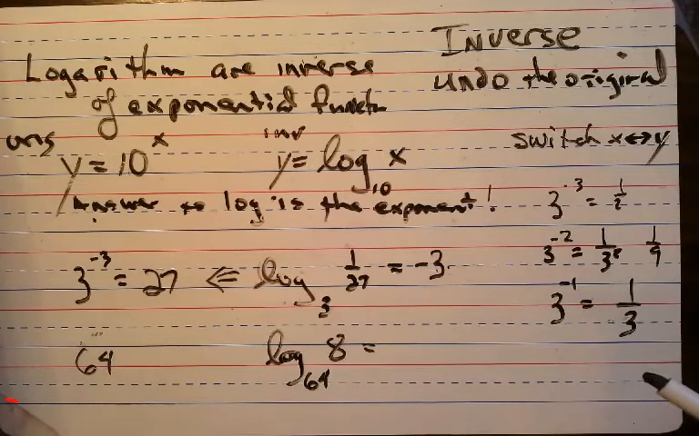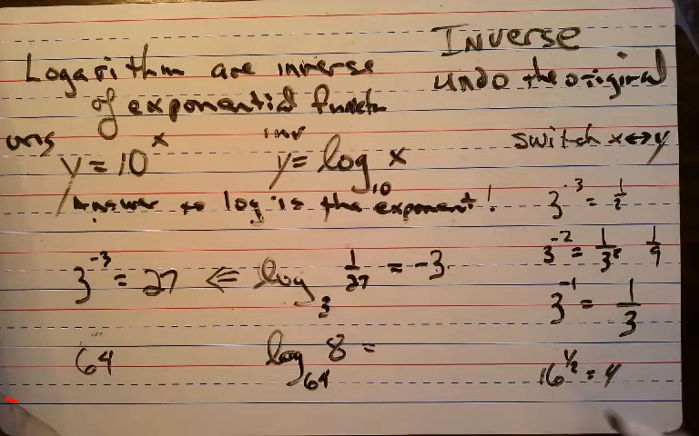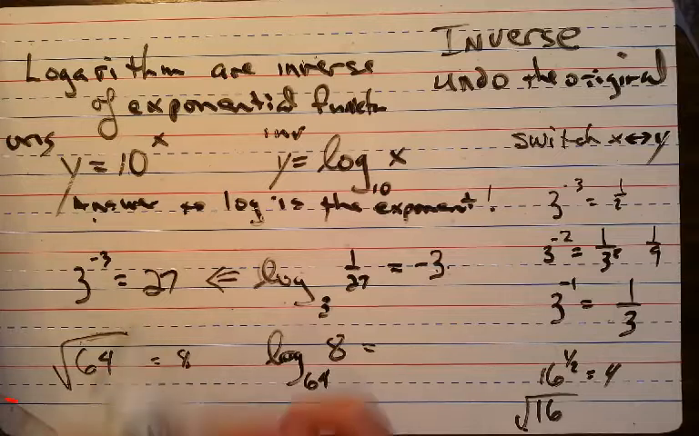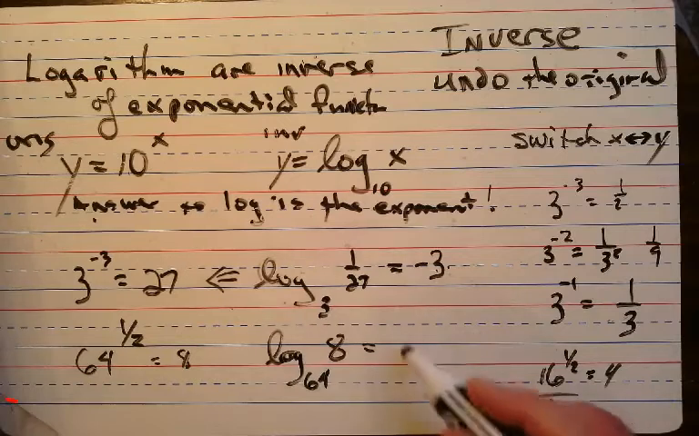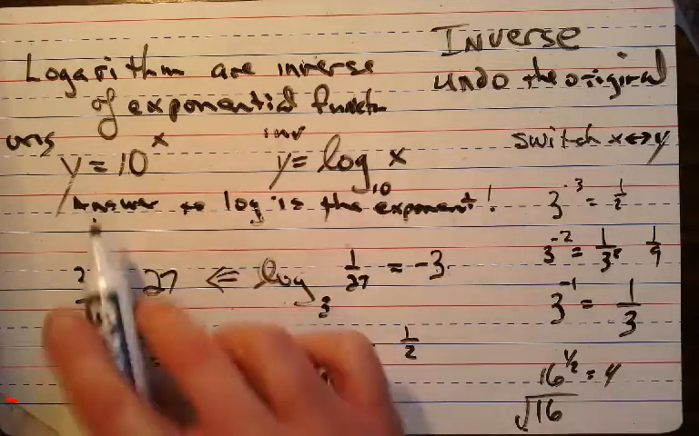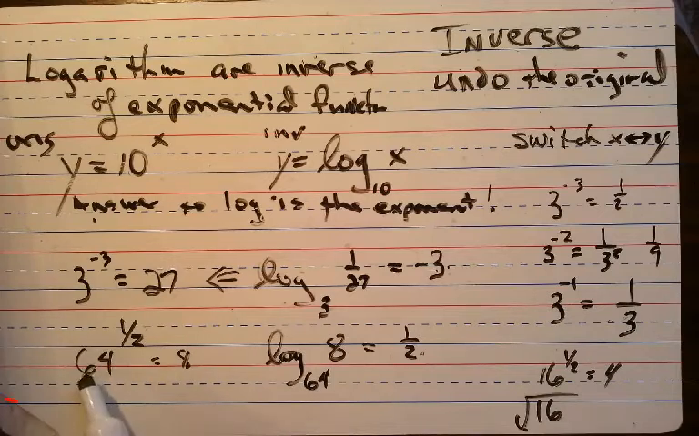Now remember, we were talking just a minute ago. I said 16 to the 1/2 power is 4. Why? Because 1/2 really means square root. Square root of 16 is 4. Well, the square root of 64 is 8, right? That means that the 1/2 power of 64 is 8. So 1/2 is the exponent, right? The answer to the logarithm is always the exponent. So 1/2 is the exponent that makes the base, 64, equal 8.